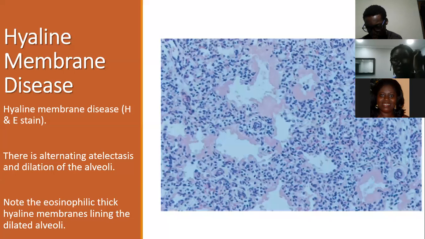So if you look at this slide, you see some pink and then some blue. The pink is outlining the eosinophilia, which occurs in the collapsed alveoli. You see that there are some dense areas alternating with open areas. The eosinophilic areas are lining the alveoli. So the pink large areas are alveoli lined with hyaline membrane. Then the surrounding areas also have collapsed alveoli.